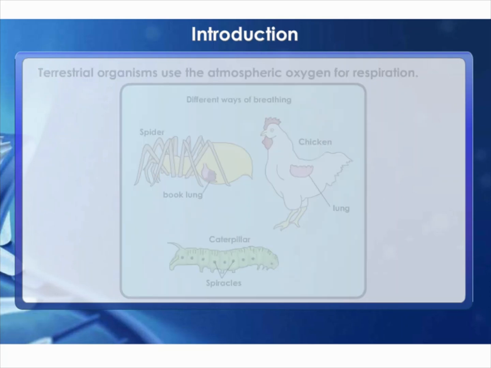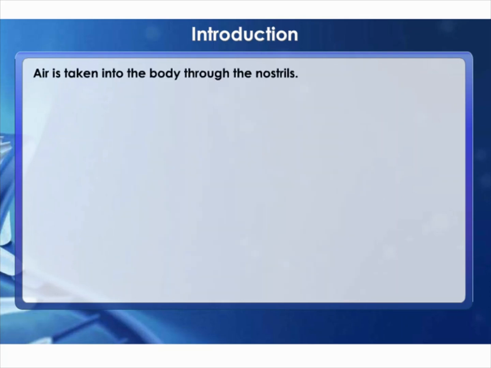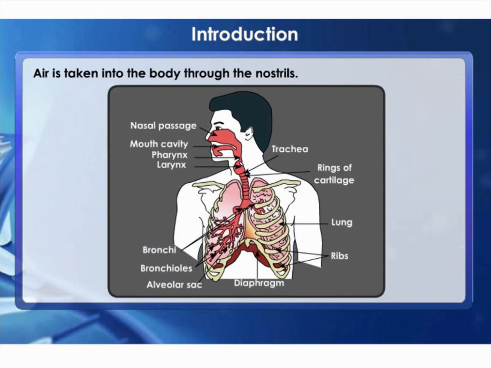In human beings, air is taken into the body through the nostrils. The air passing through the nostrils is filtered by fine hairs that line the passage. The passage is also lined with mucus, which helps in this process. From here, the air passes through the throat and into the lungs. Rings of cartilage are present in the throat.